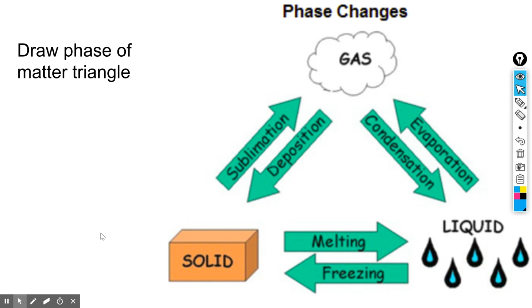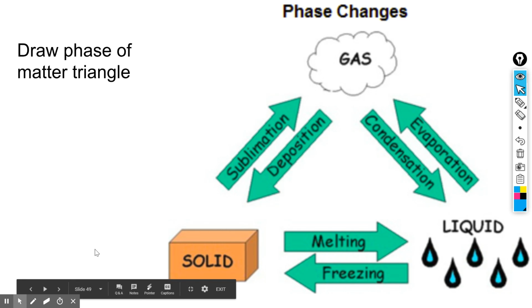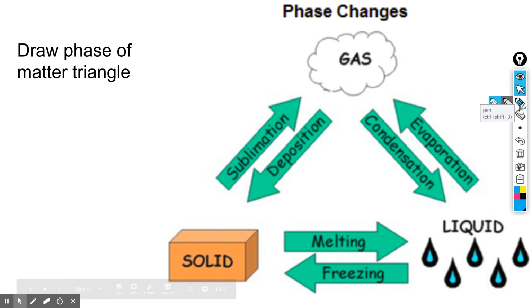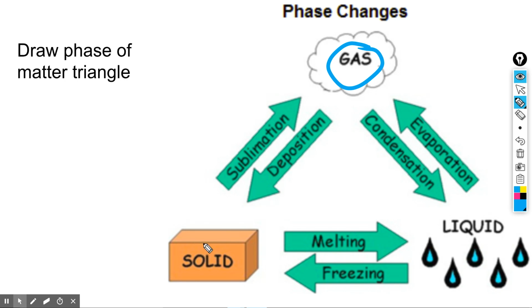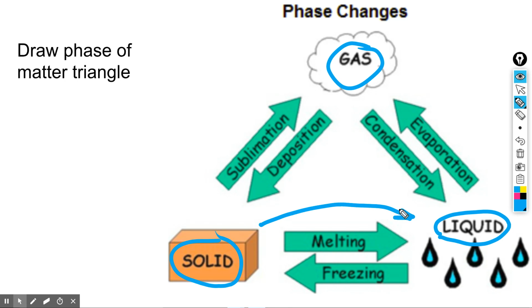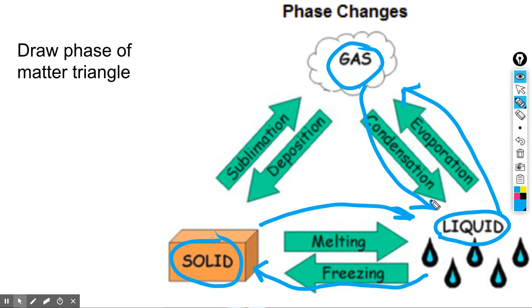The next section says to draw the phases of matter pyramid. So the phases of matter pyramid is here. We've got gas up here at the top, and solid and liquid over here. And what do we call those changes between phases? Going from solid to liquid is melting. Going from liquid to solid is freezing. Going from liquid to gas is evaporating. Going from gas to liquid is condensation.